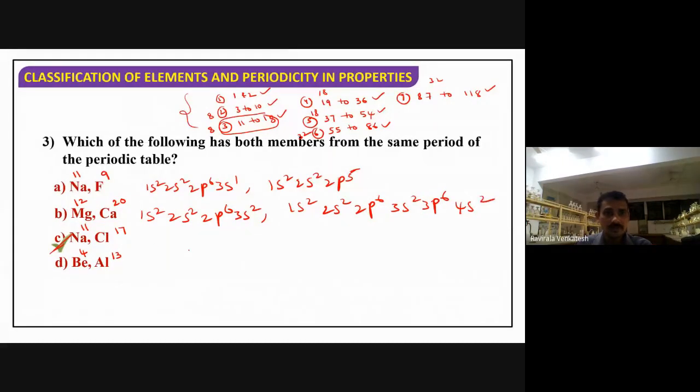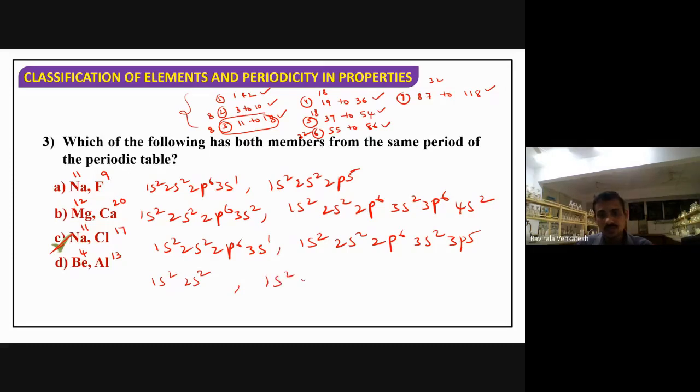Next for sodium: 1s2, 2s2, 2p6, 3s1. For chlorine: 1s2, 2s2, 2p6, 3s2, 3p5. For beryllium: 1s2, 2s2. For aluminum: 1s2, 2s2, 2p6, 3s2, 3p1.